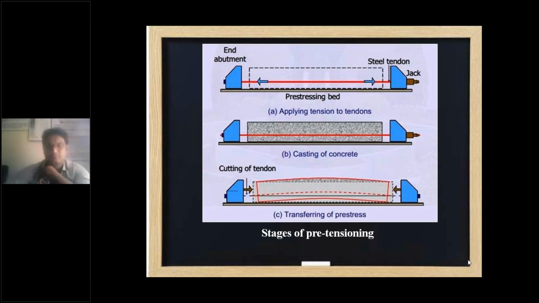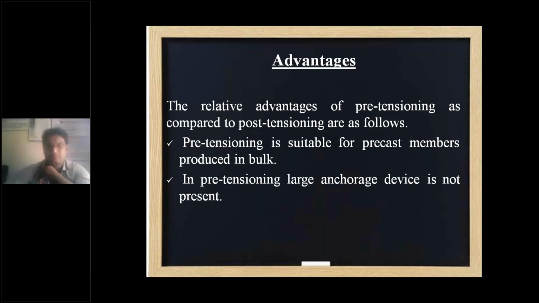And next one, advantages. What are the advantages of pre-tensioning? Here the relative advantages of pre-tensioning are: one is pre-tensioning is suitable for precast members. Very, very important. Because whenever you go for interviews, they may ask you, tell me a few examples where you can go for pre-tensioning. Tell me a few examples where you can go for post-tensioning, right? So you can tell very clearly all precast members which are going to be produced in bulk, like electrical poles, railway sleepers, precast wall panels. They all come under the precast members which are going to be produced in bulk, right?